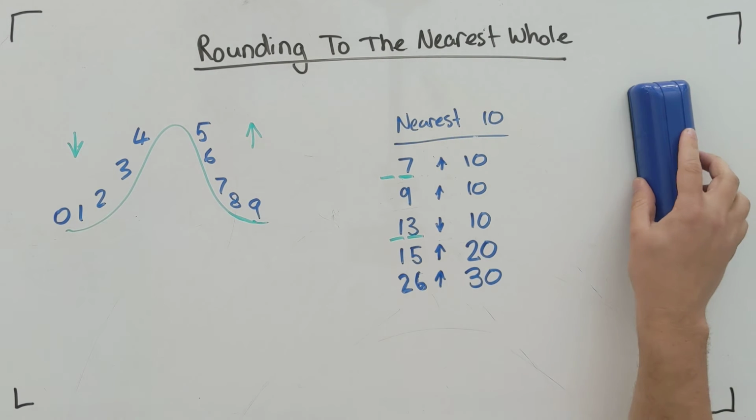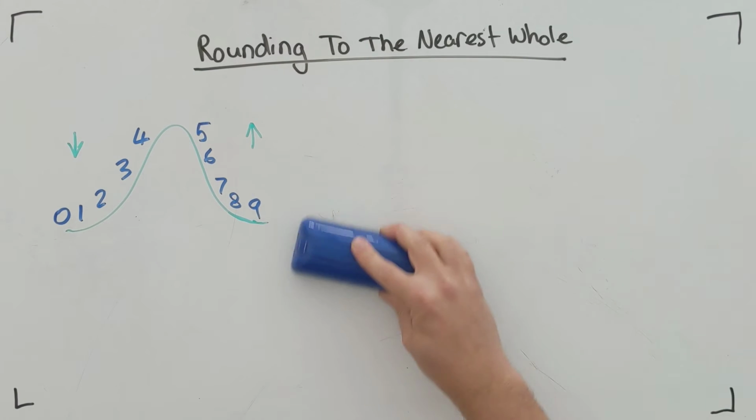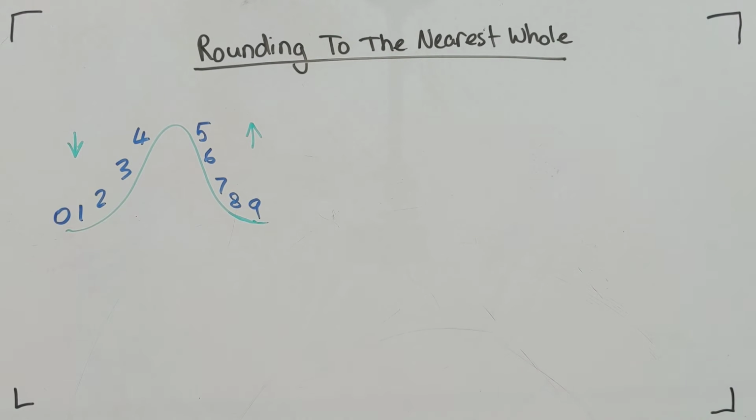But what about if we want to round fractions to the nearest whole number? Well, it works exactly the same. We just have to look at a different place value column. Let's have a look.